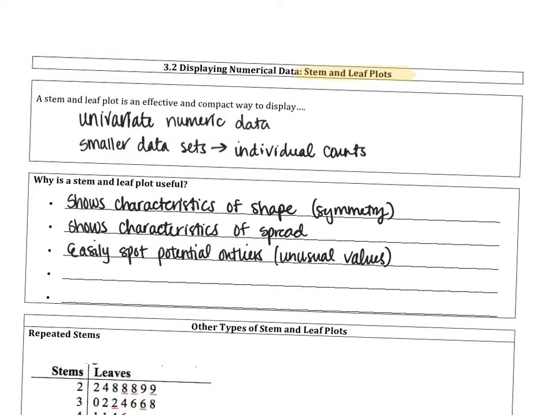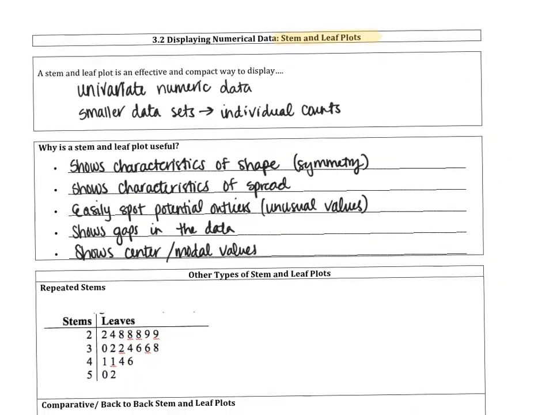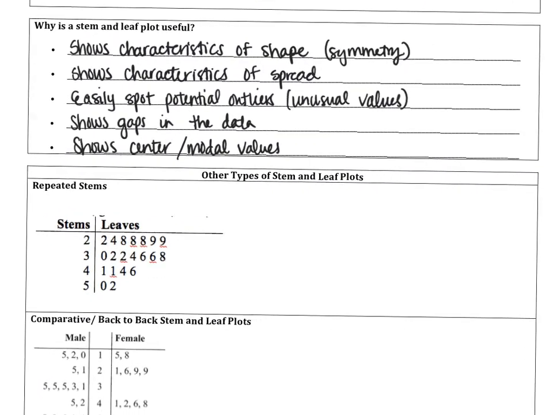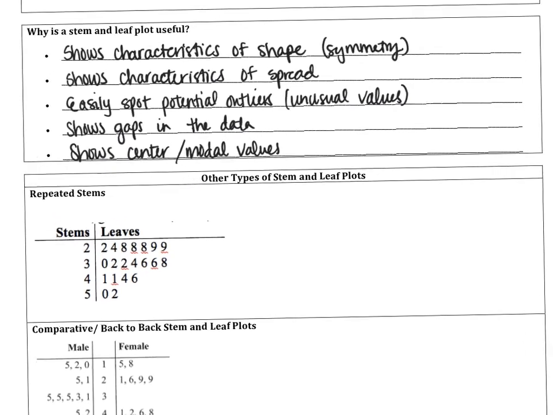And another thing related to spread is you can easily see gaps in the data. Okay, and last but not least, it shows the center values, the middle values, or the modal values, which is just the most common values. So is a stem and leaf plot useful? Yes, 100% it is, but it just might not be practical depending on how much data you have. All right, let's get going.